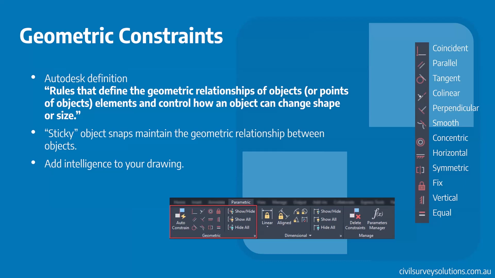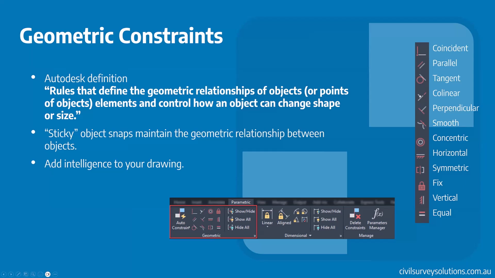On the ribbon, the Autodesk definition: rules that define the geometric relationships of objects or points of objects, elements, and control how an object can change shape or size. As I stated, there's sticky object snaps. So when we're using the coincident, it'll ensure that the endpoints touch each other. And it will also add intelligence to your drawing.